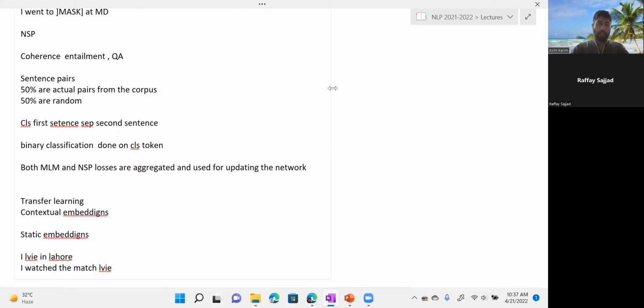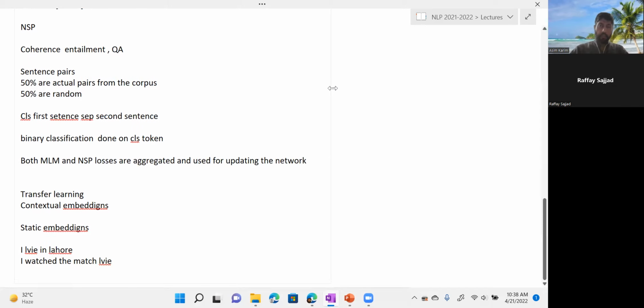So again, LIVE. But if we had used word-to-vec, LIVE would have just one embedding, unless you had done some other tweaking. It would have just one embedding, and it would be fixed. Whenever you are processing the first sentence, I live in Lahore, we'll use that embedding. Whenever we are processing the second sentence, I watched the match live, we will use the same embedding. But as you can see, because of the context, the second context is about match, and LIVE here is actually an adjective, while in the first case, I live is actually a verb, and it has a different meaning.